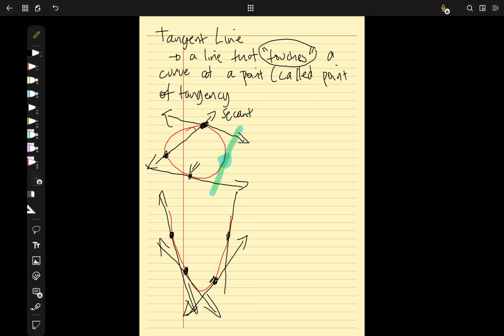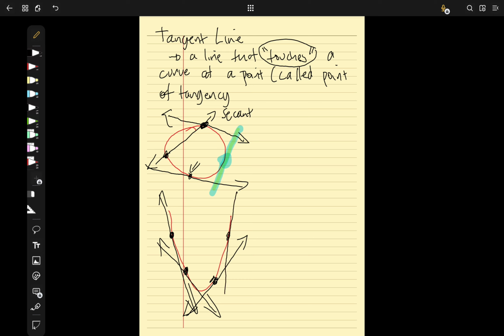Paano sir kung ganito? Kung ganito siya, tapos yung line ko ay ganyan. So nag-intersect siya at exactly one point. No, it should not intersect. Nag-touch lang siya. Yun natin, limit lang natin sa touch without necessarily crossing the line. Okay? So this is not a tangent line.